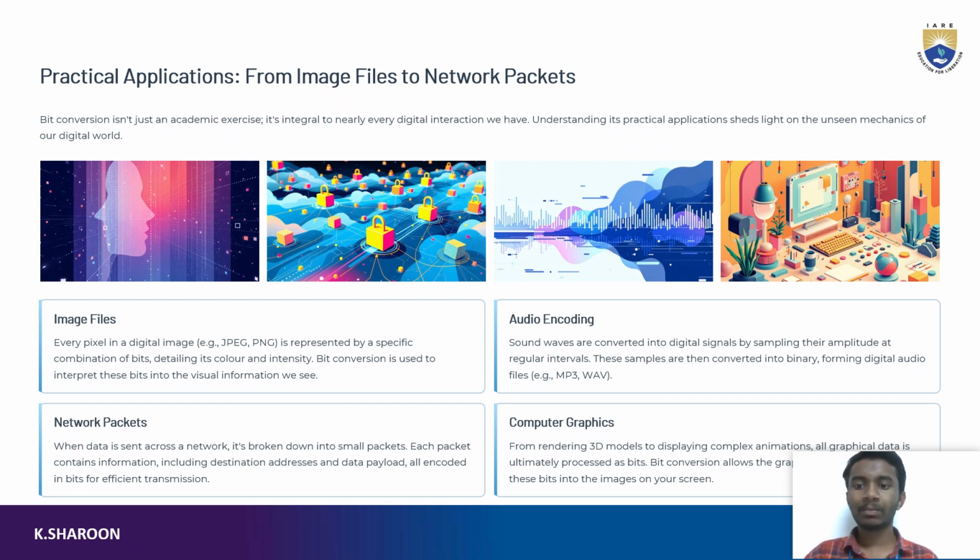Image files: every pixel in a digital image is represented by a specific combination of bits, detailing its color and intensity. Bit conversion is used to interpret these bits into the visual information we see. Audio encoding: sound waves are converted into digital signals by sampling their amplitude at regular intervals. These samples are then converted into binary, forming digital audio files.